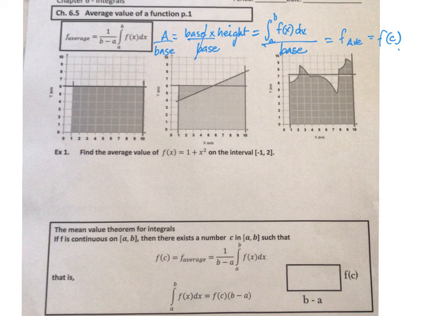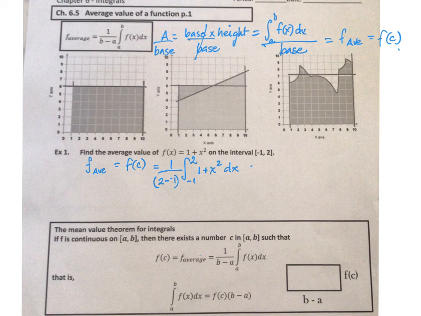In example number 1, we want to find the average value of the function f of x equals 1 plus x squared on the interval from -1 to 2. So we use the definition: the average value of a function, or the average height, f average or f of c, equals the integral from a to b, which is -1 to 2, of 1 plus x squared dx. Now that's the area. Now we have to divide that by the base, which is 2 minus -1.